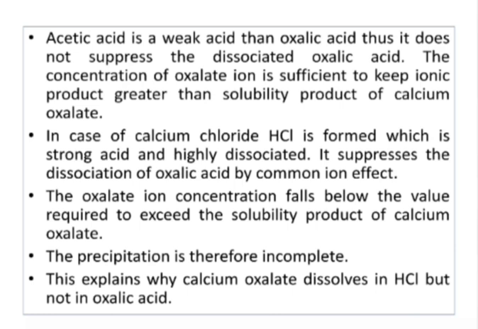In the case of calcium chloride, hydrochloric acid is formed, which is a strong acid and highly dissociated. It suppresses the dissociation of oxalic acid by the common ion effect. The oxalate concentration falls below the value required to exceed the solubility product of calcium oxalate. The precipitation is therefore incomplete. This explains why calcium oxalate dissolves in HCl but not in oxalic acid.